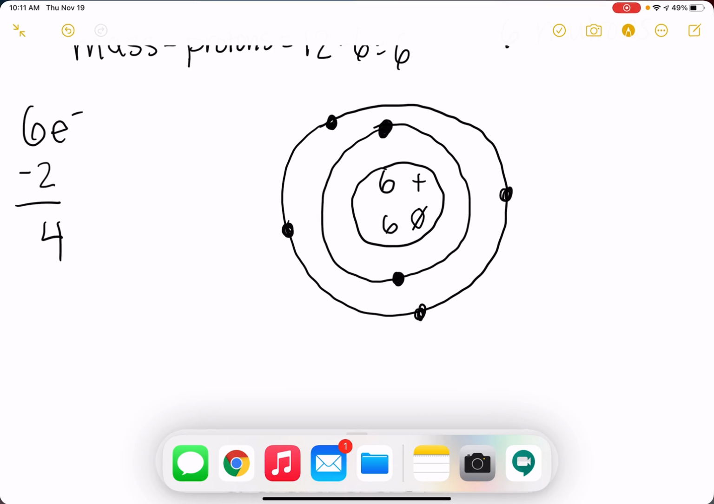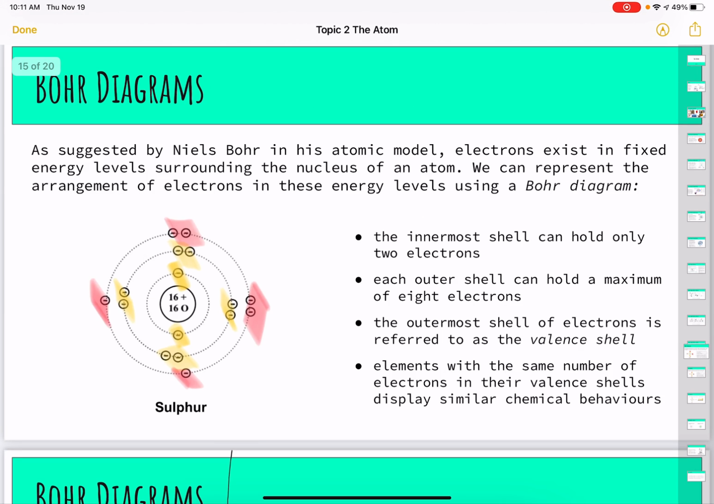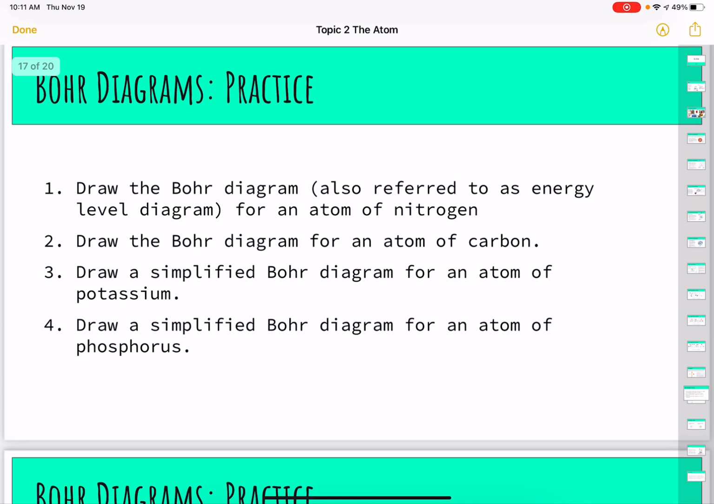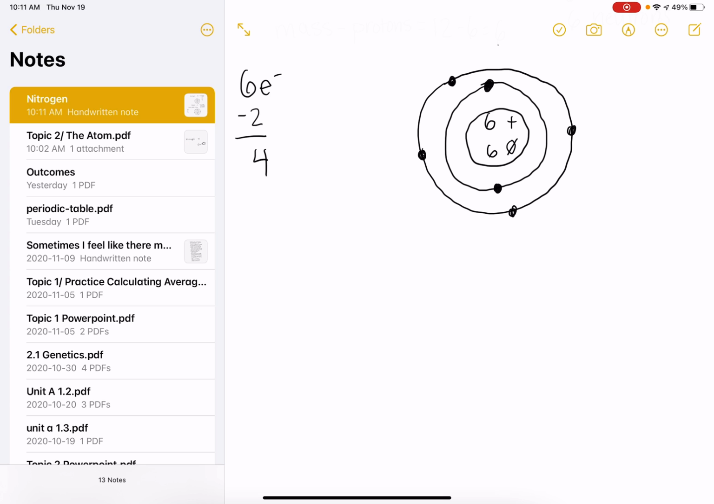That's that. I need to go back to the notes. The next one's asking us to draw the simplified Bohr diagram for an atom of potassium. And then the next one is phosphorus. So let's do that.